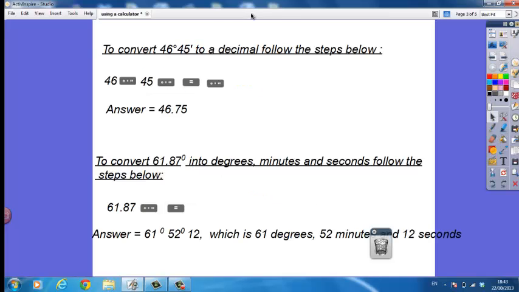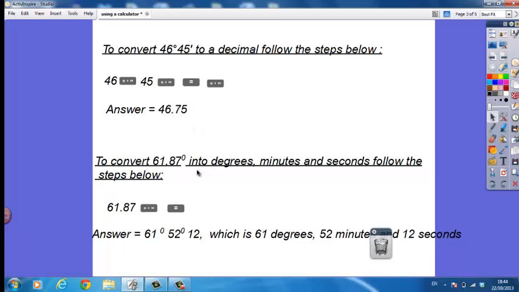Now, if I wanted to convert 46 degrees and 45 minutes to a decimal, I need to follow these steps. 46, DMS button, 45, DMS button, equal, and press the DMS button again. If you've done this correctly, your display should show 46.75.